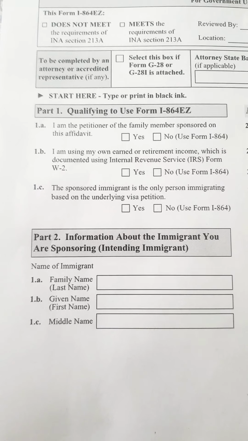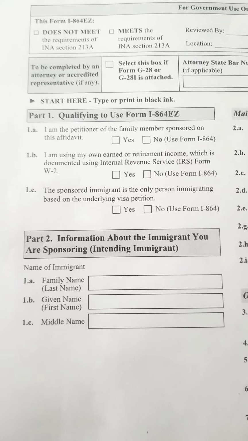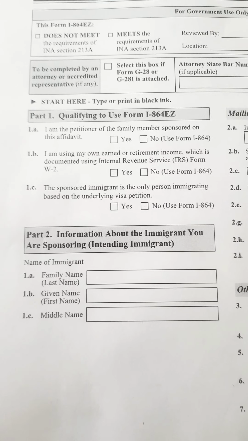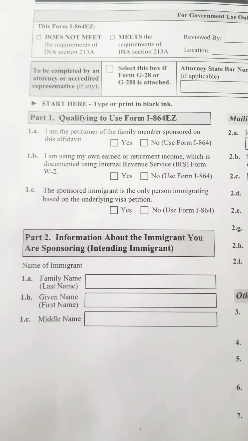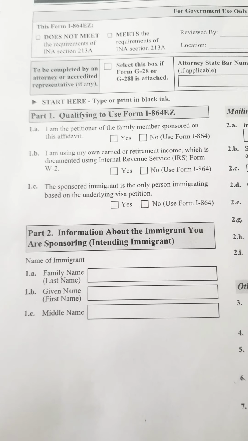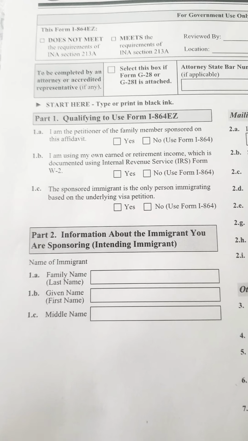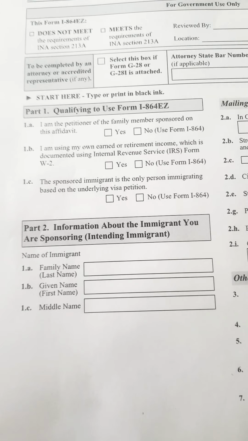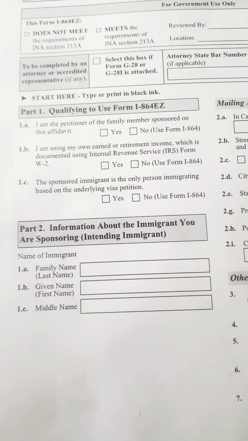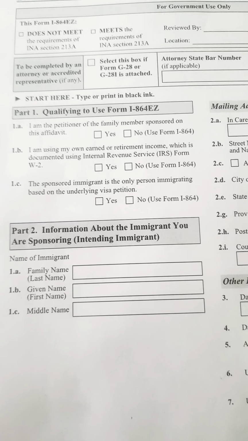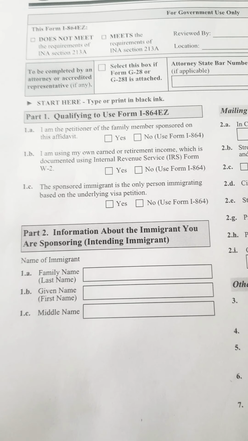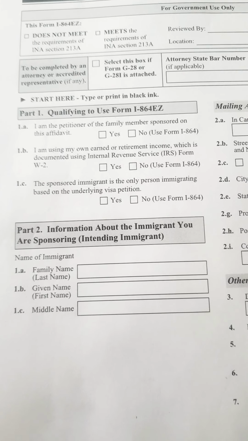Number 1A says, I am the petitioner of the family member sponsored on this affidavit. From 1A to 1C, your answer must be yes when filling the form I-864EZ. So number 1, your answer must be yes.